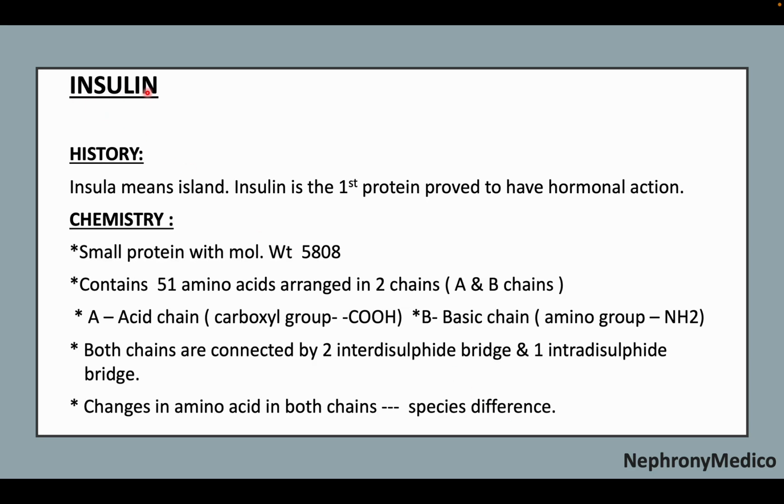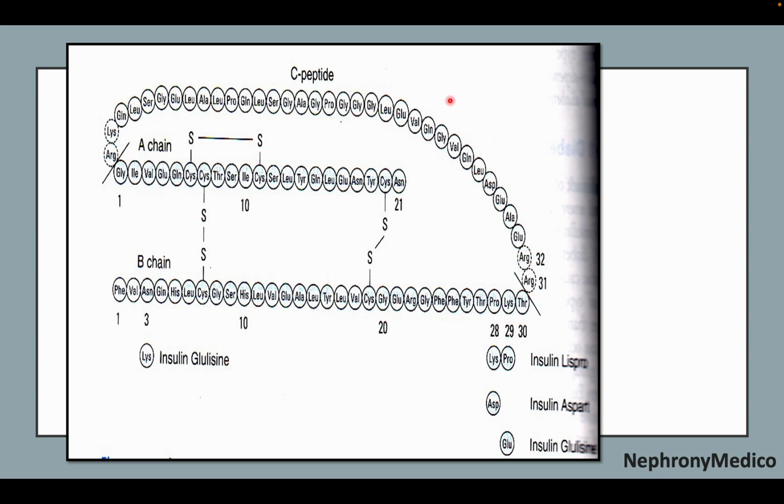Now, insulin. Let's talk about insulin, its history and chemistry. Insula means island, and insulin is the first protein proved to have a hormone action. The chemistry is that it is a small protein with molecular weight 5808. It contains 51 amino acids arranged in 2 chains. The changes in the amino acids in both chains are the species differences. This is a picture showing the molecular structure of insulin. Different amino acids are seen.